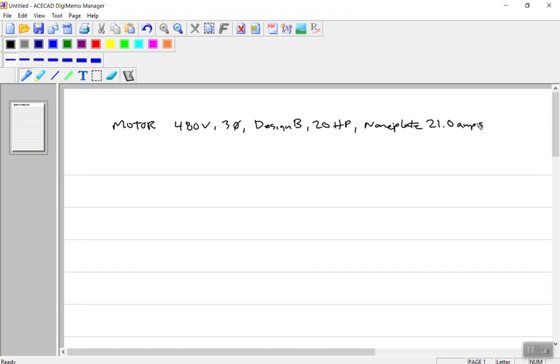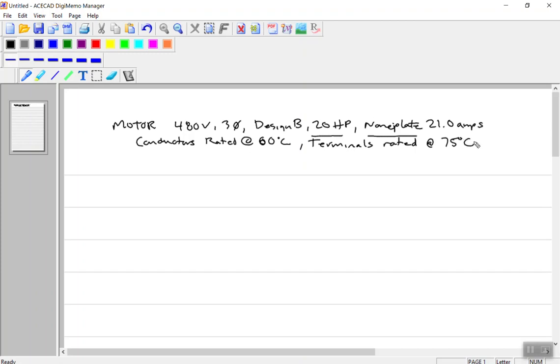That's interesting, because notice I got nameplate and I also got horsepower. So let's be careful here. And then the conductors are rated at 60 degrees C, but the terminals are rated at 75 degrees C.